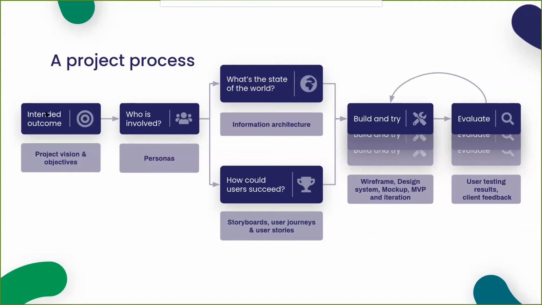But basically, we start with the intended outcome, clearly stating what you're trying to achieve. You define your project vision and your objectives. You then look at the people that are involved or affected by this project vision. Potential users, decision makers, data owners. We go quite broad here.